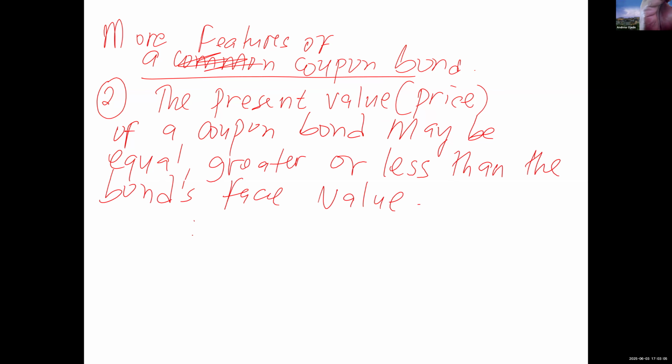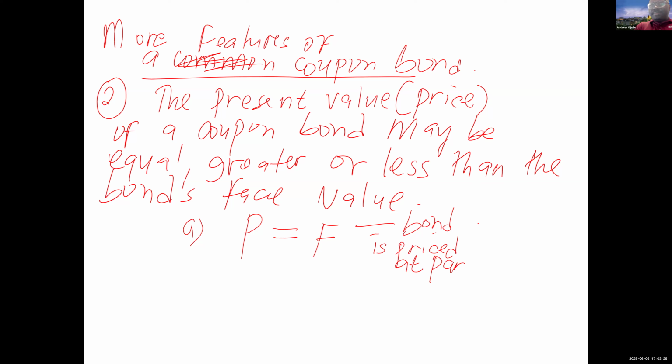So here's the relationship. A: if the price of a coupon bond P, or present value, equals the bond's face value, we say that the bond is priced at par, at its par value. That implies that the interest rate on this bond will equal the bond's coupon rate. Anytime the price of a bond equals the bond's face value, the interest rate, or yield to maturity, equals the bond's coupon rate.